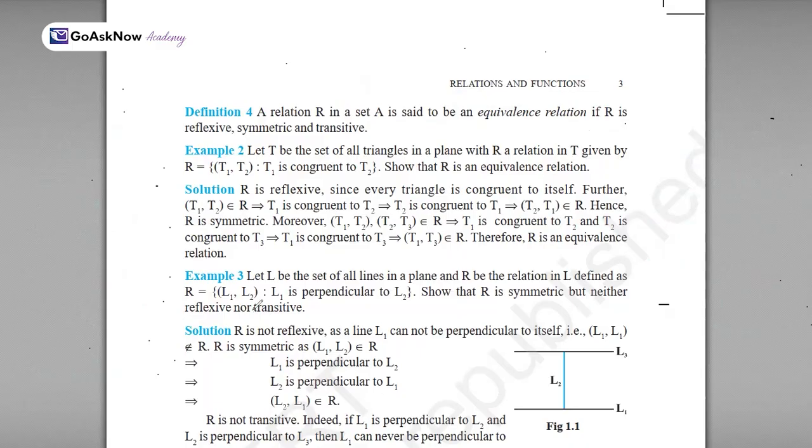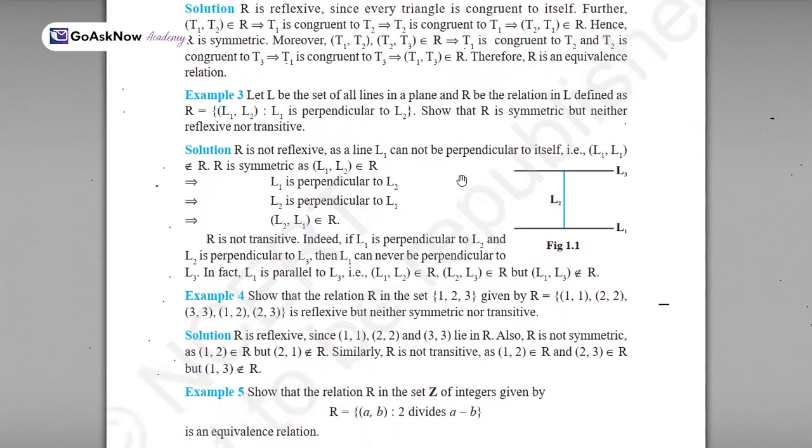So example 3 says: let L be the set of all lines in a plane and R be the relation in L defined as R equals L1 comma L2 such that L1 is perpendicular to L2. Show that R is symmetric but neither reflexive nor transitive. So we have to prove here that it is a symmetric relation but not reflexive and not transitive. It is a very good question. Let's solve this question.